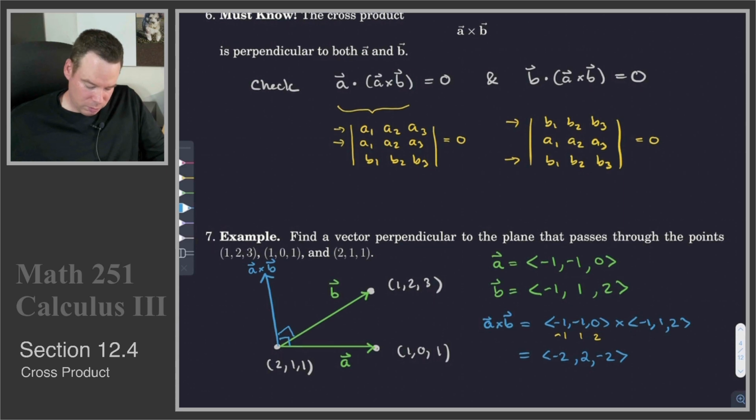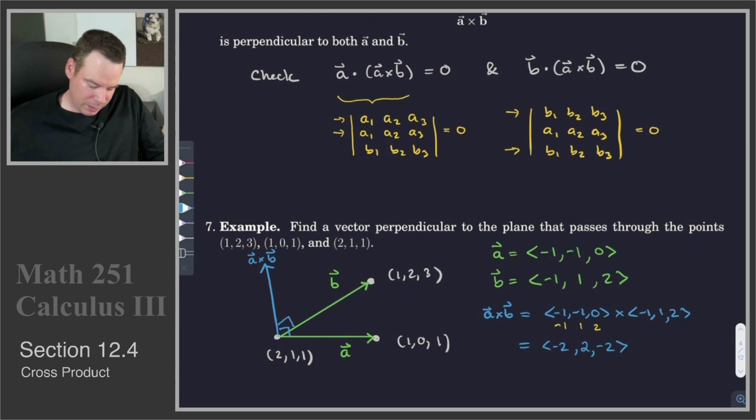There is a vector that's perpendicular to the plane that passes through these points. So this vector is perpendicular to the plane that passes through those 3 points. In fact, any scalar multiple of it would be. So I could even factor out a 2 and write it more simply as (-1, 1, -1), which is a vector perpendicular to the plane that contains those 3 points.